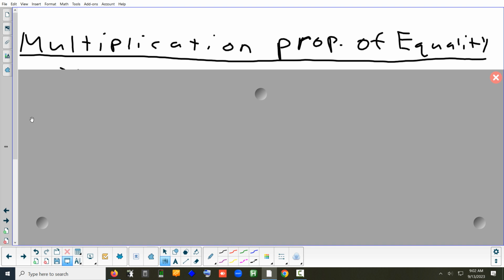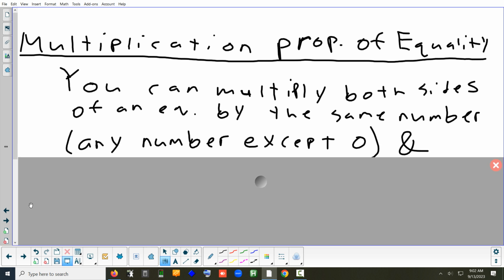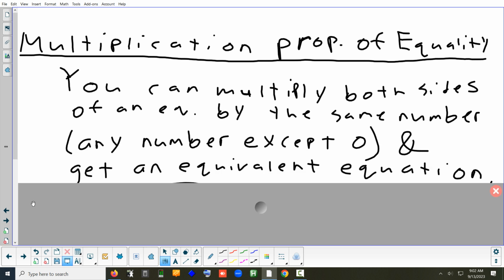This part, again, I just want you guys to watch. When we did the addition property of equality, it said that you can add the same number to both sides of an equation. When we did the subtraction property, it said you could subtract the same number from both sides. What do you think the multiplication property says? Yeah, you have to multiply on both sides. Right. The multiplication property says you can multiply both sides of an equation by the same number, and you'll end up with an equation equivalent to what you started with.